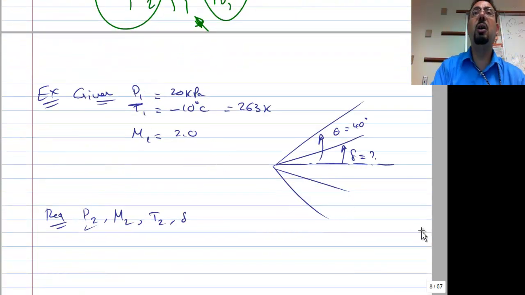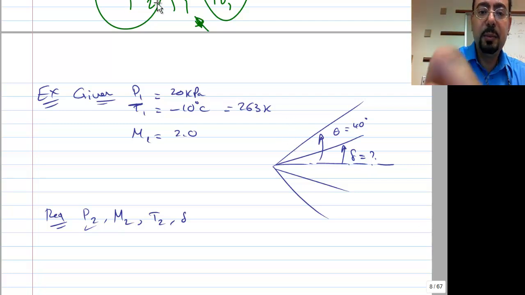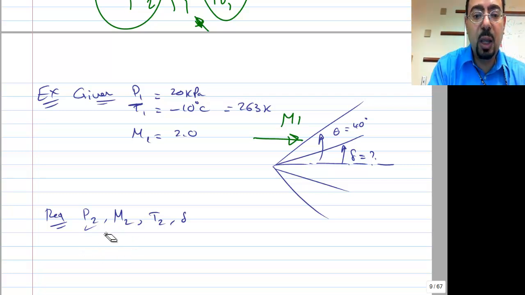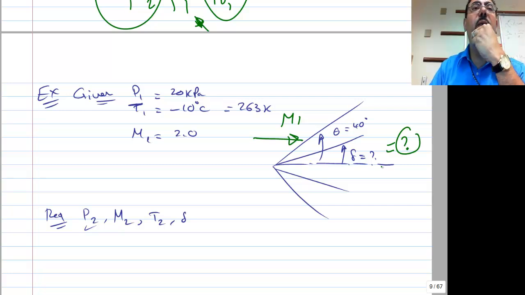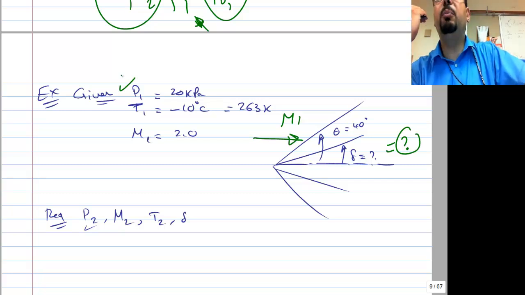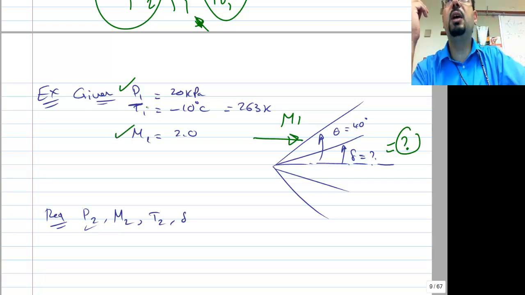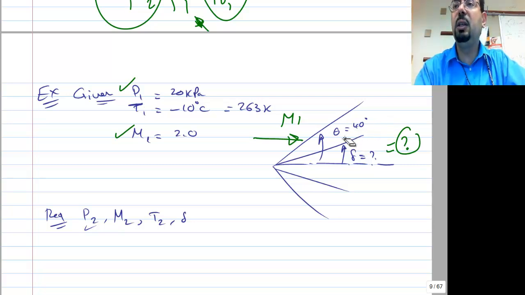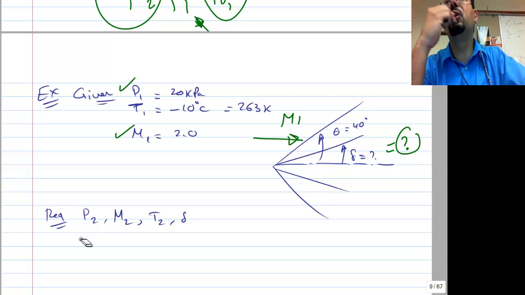So let's see how we solve a problem like this. So here is the pressure before the shock, P1 and T1 and M1. And he is asking for M2, P2, T2, and delta as well. So let's solve for P2. How can I get P2 if I know P1? Anyone? You are given P1 and M1, and he's asked for an oblique shock wave at an angle of 40 degrees, and he's asking for P2. How can I get P2, the pressure after the shock?